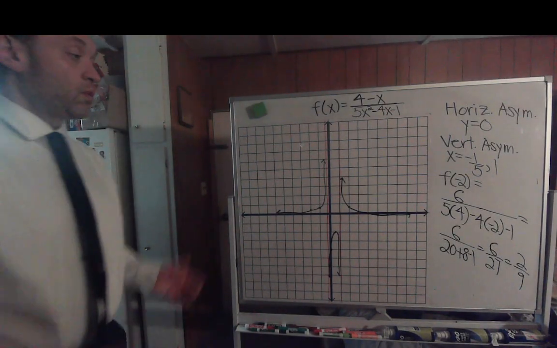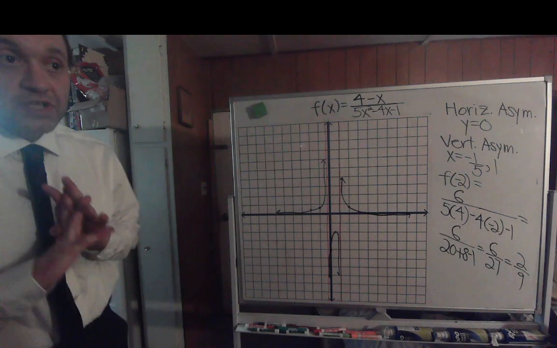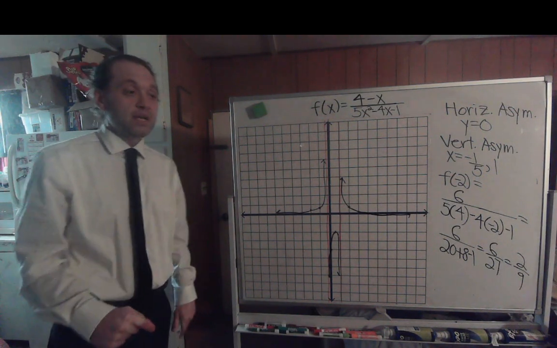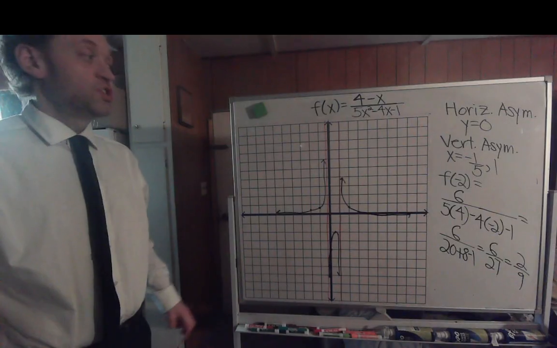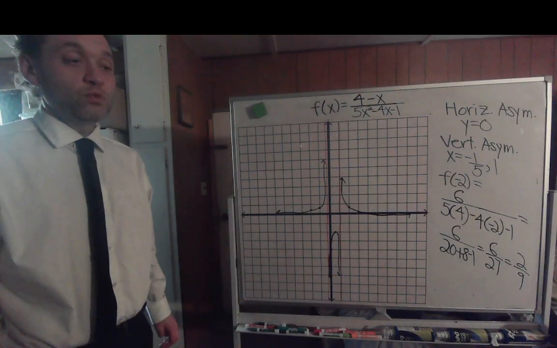But that's it for graphing rational equations where the degree of the numerator is less than the denominator. Next lesson, we're going to graph rational functions where the degree of the numerator is equal to the degree of the denominator.